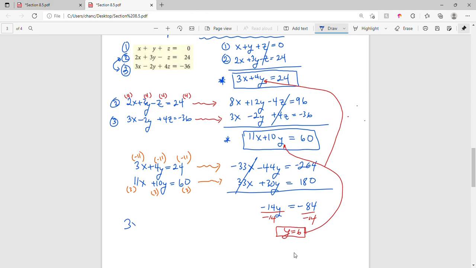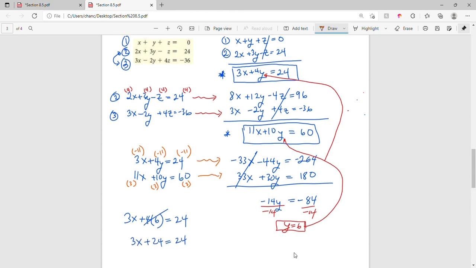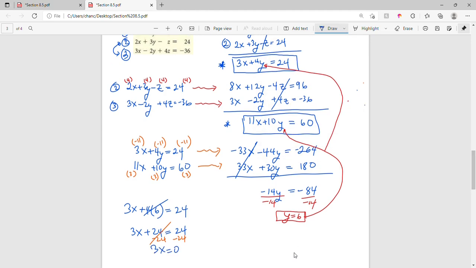3x plus 4 times 6 equals 24. So we have 3x plus 24 equals 24. Subtracting 24 from both sides, notice this gives us 3x equals 0. And so x equals 0. That's our x coordinate. We have the y coordinate. And all we need is to solve for the z coordinate.